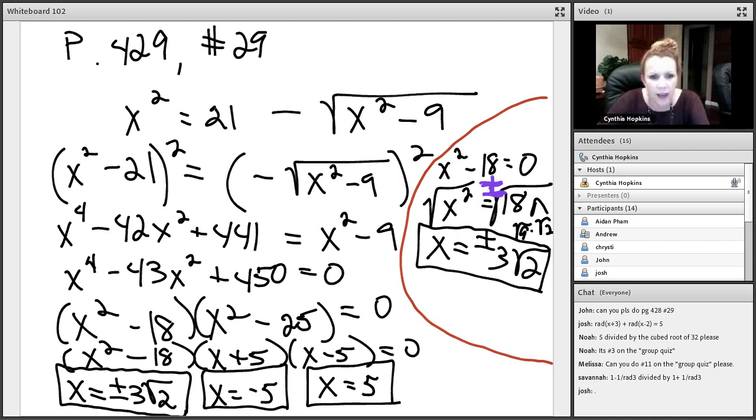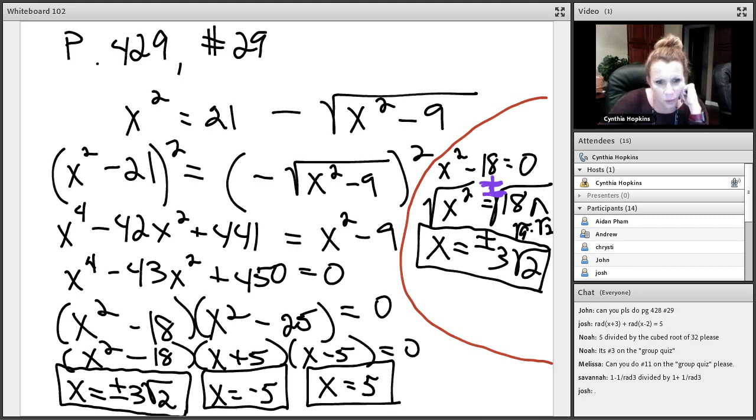However, I need to go back and plug them back in because we squared both sides of our equation, and that can produce what's called extraneous roots. So you have to plug all 4 of these back in. But when you plug in the 5 and the negative 5, they do not work.